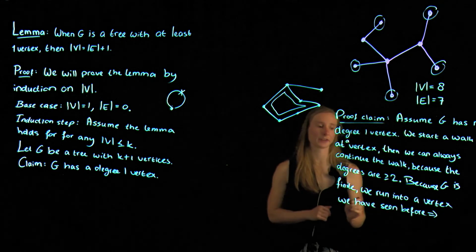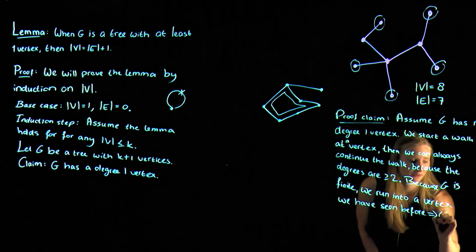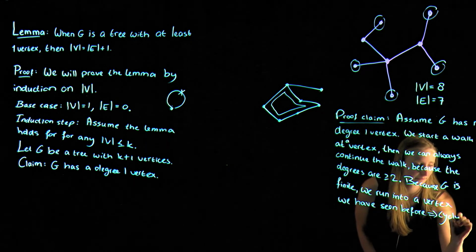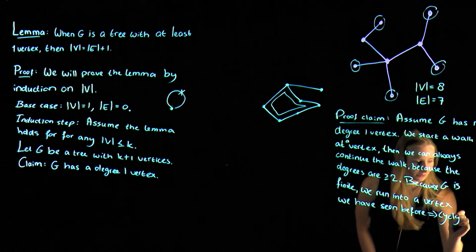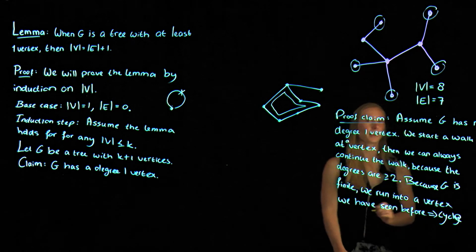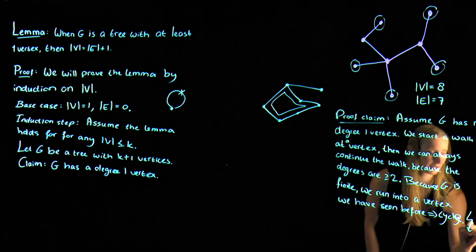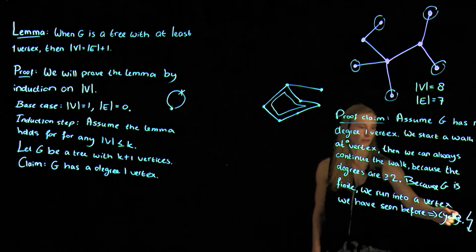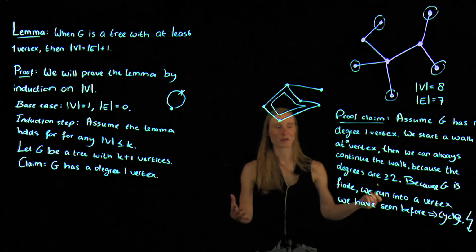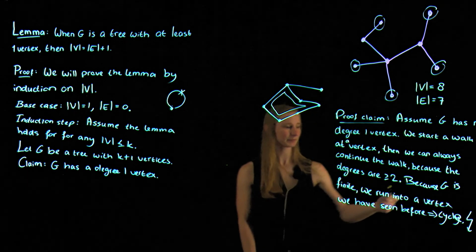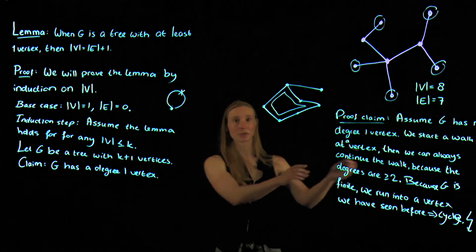And as we saw, this implies that there is a cycle in the graph. Oh, cycle, sorry. And that is a contradiction, because there were not supposed to be any cycles. And to denote a contradiction, we use this sort of Harry Potter arrow that we see here. So that's the proof of our claim.